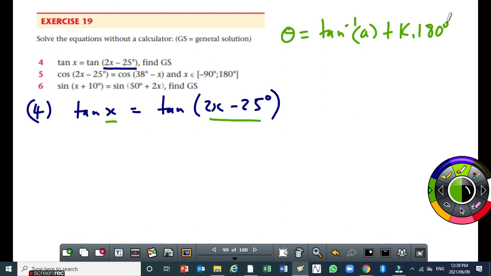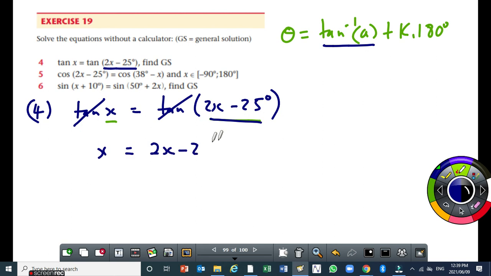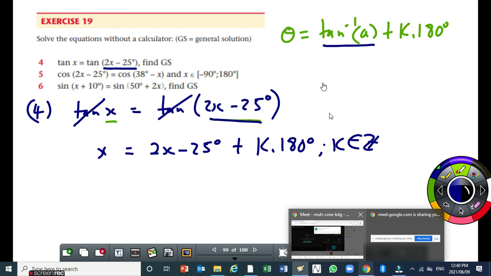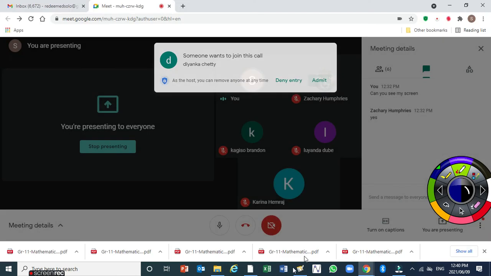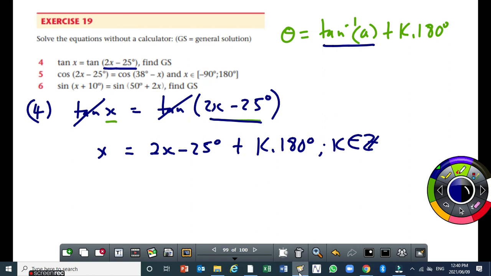Now for this question, this shift tan inverse of a, it is already there. It will be like that one there. So all you have to do is drop this tan, drop that tan, and write it as x equal to 2x minus 25 degrees plus k times 180 degrees, where k is an integer. Then we solve it now.